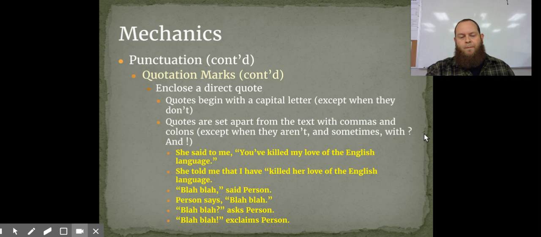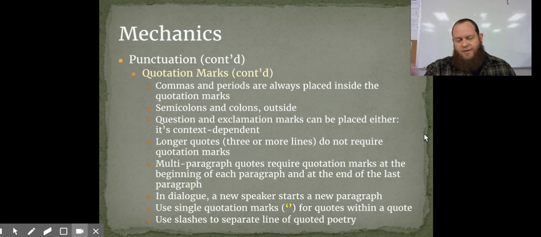Okay, some notes on this, very important stuff. Commas and periods are always placed inside of those quotation marks, but semicolons and colons are always placed on the outside. Question marks and exclamation marks, it depends. Are you quoting a question? If so, it would go inside the quotation marks. But if you're using quoted words as a part of a longer question, then it would go on the outside. Same thing with the exclamation mark.